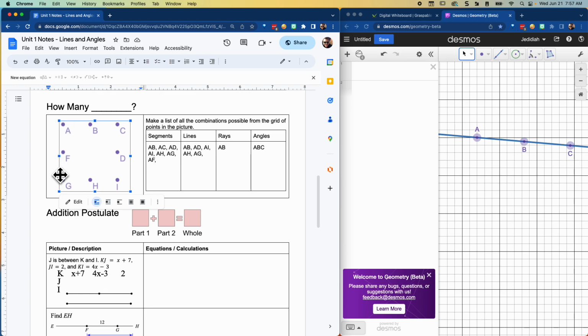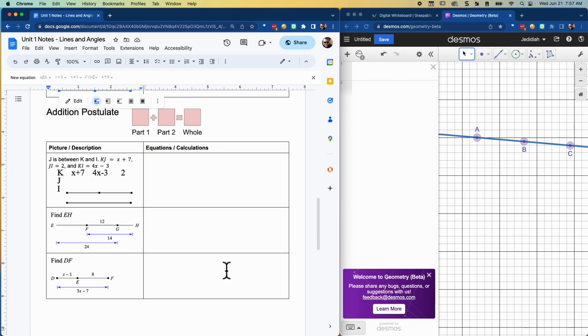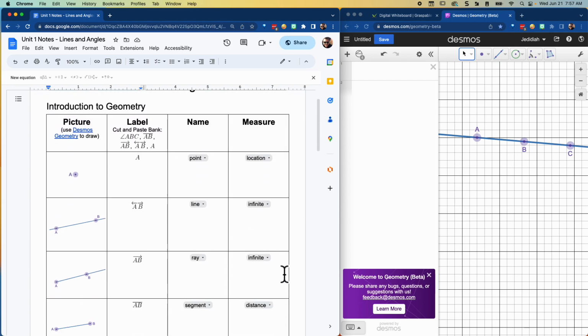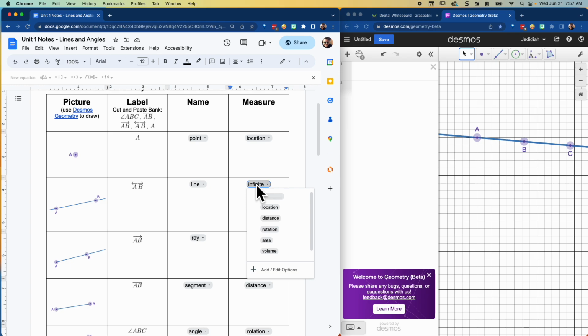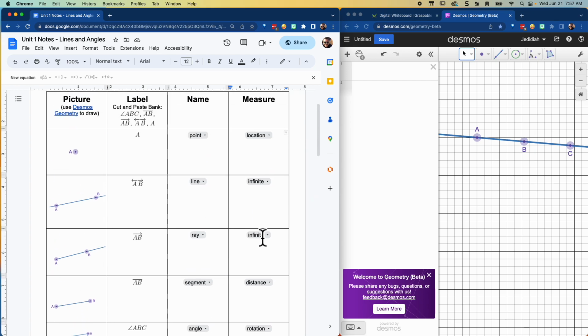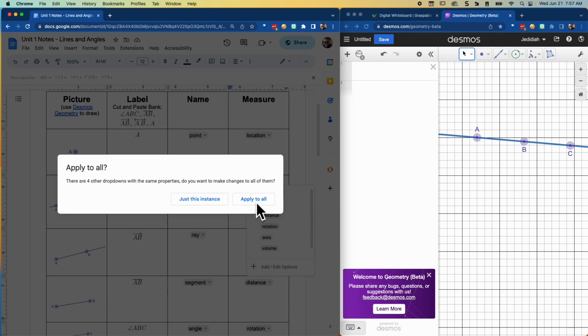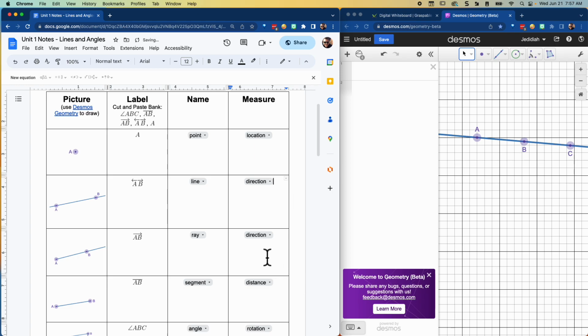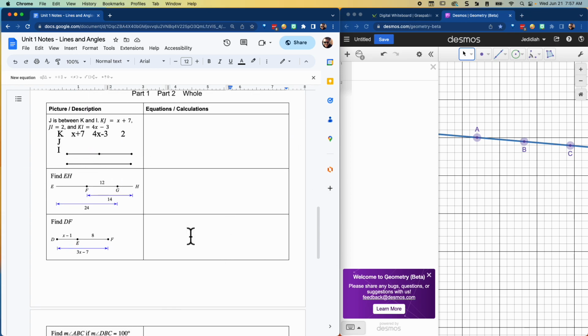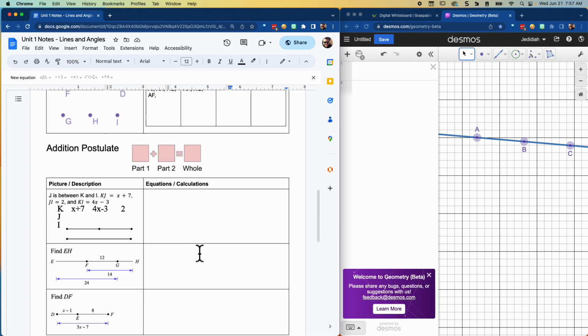I'd have the short one and the long one, but it's a line. There's no measure of distance. It's more like a measure of direction. So in fact, I might change that over here. Does this have direction? No, it doesn't. But it's just a measure of direction. Let's change this to direction. So that one is direction, and a ray is also a direction. All right, now we're going to get into the calculation piece of it.